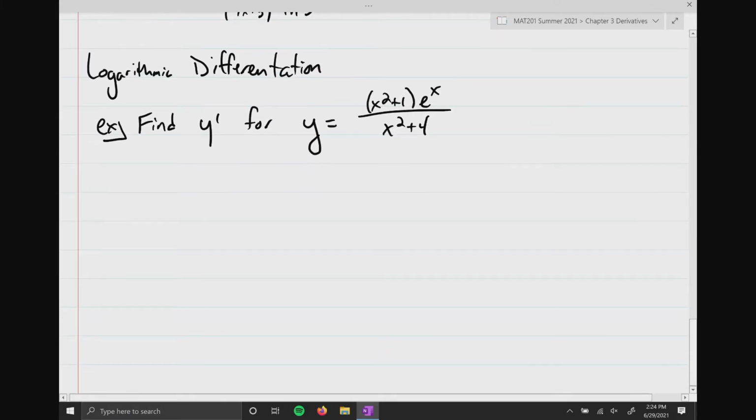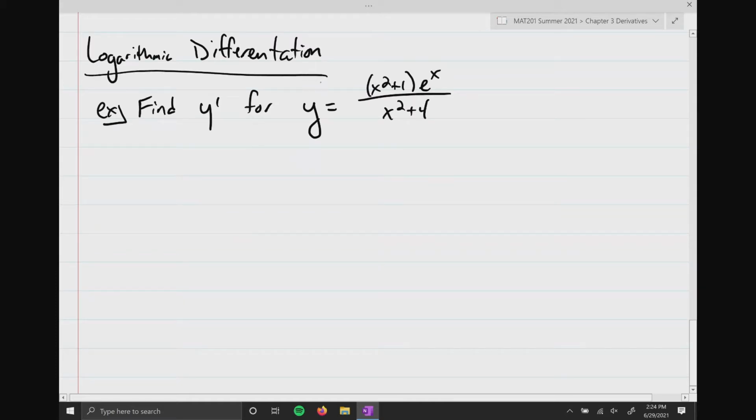Now, for the last example here, we have logarithmic differentiation. Now, if I wanted to, I could say, find y prime for the following equation. So y equals the quantity x squared plus 1 times e to the x, all divided by x squared plus 4. I could do that, but if you notice, we're going to have to use the product rule in the numerator, and then we're going to have to use the quotient rule down below. And then, if you have to, you've got to simplify all of that. And we've seen derivatives where they just expand very large very quickly. So what we can do is make our lives a little bit easier.